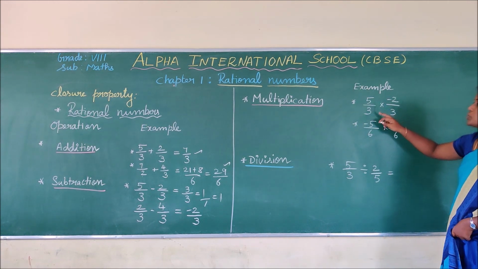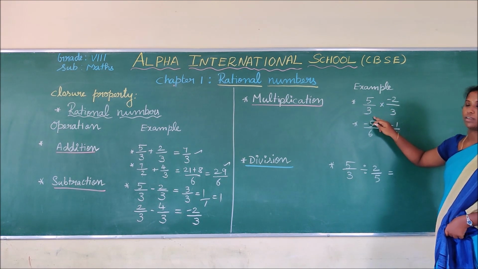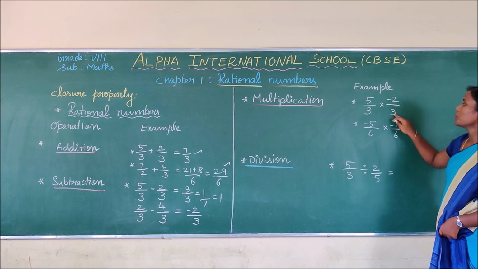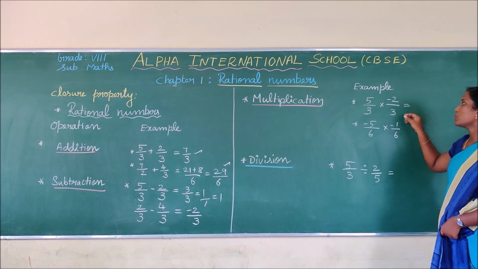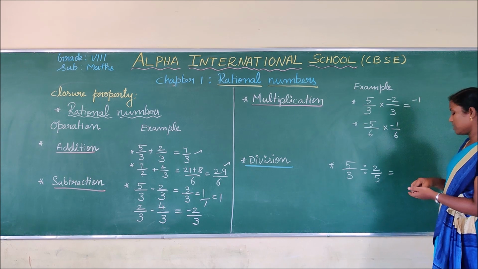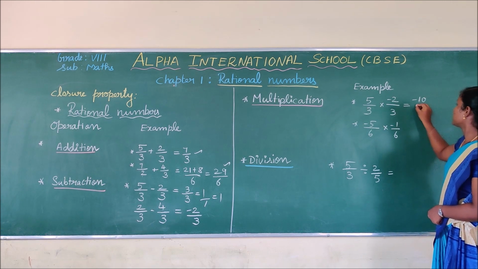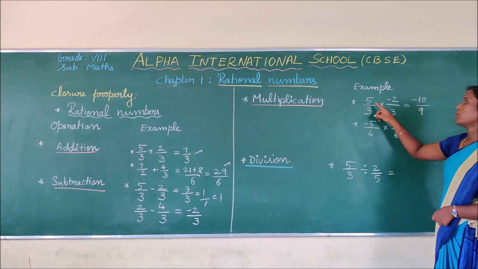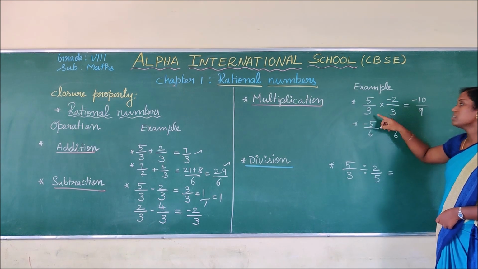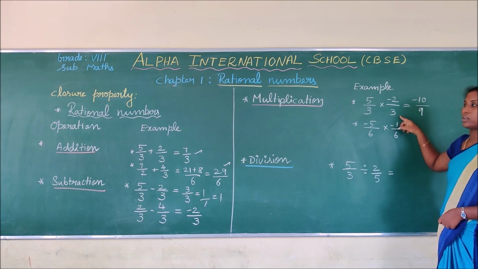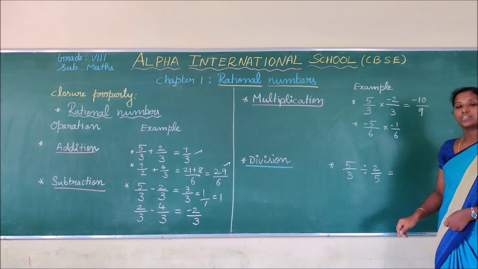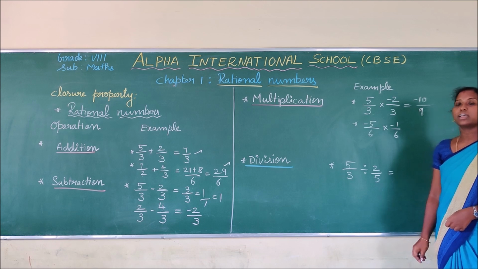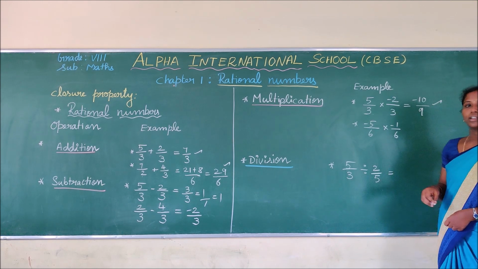We are choosing two rational numbers, 5 by 3 and minus 2 by 3. If you are multiplying these two rational numbers, what is the result? Minus 10 by 9. We have to multiply the numerator with the numerator and the denominator with the denominator. So 5 into 2 is 10, with the minus sign it is minus 10, and 3 into 3 is 9. Whether minus 10 by 9 is a rational number? Yes, it is a rational number.